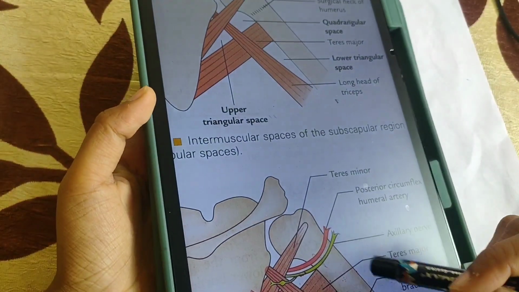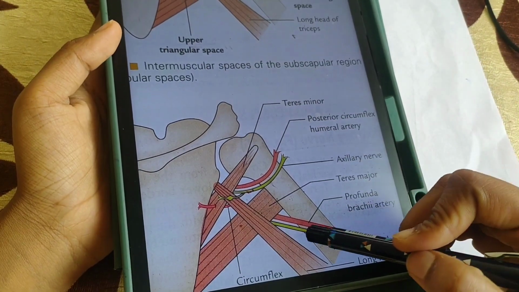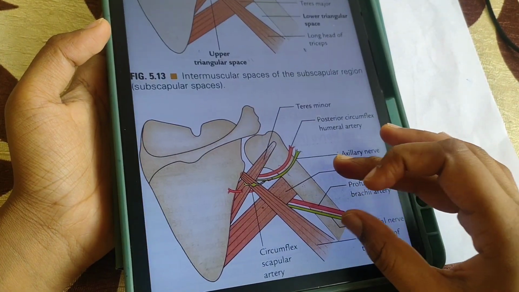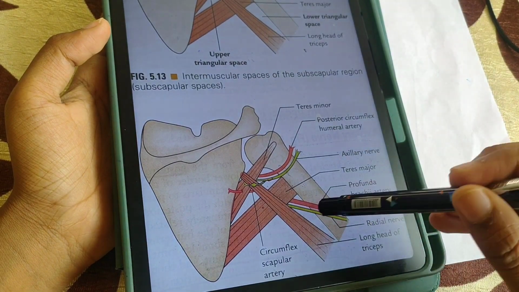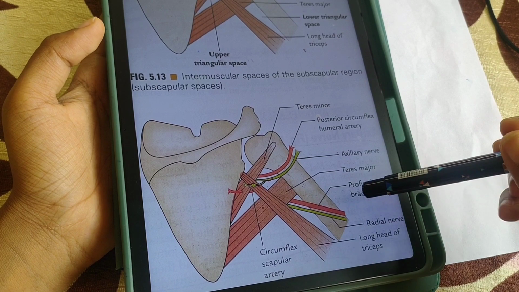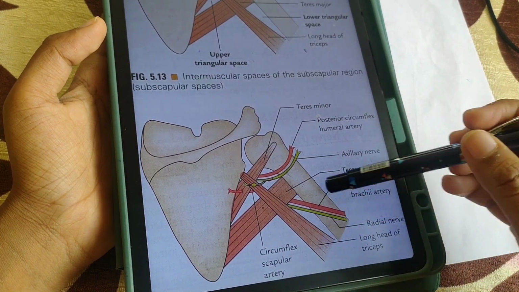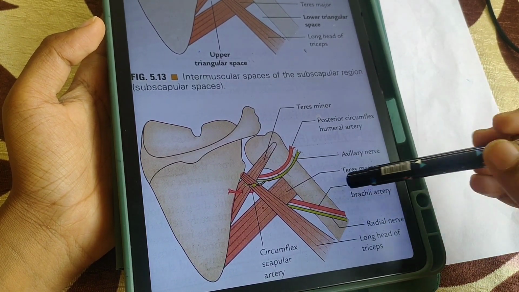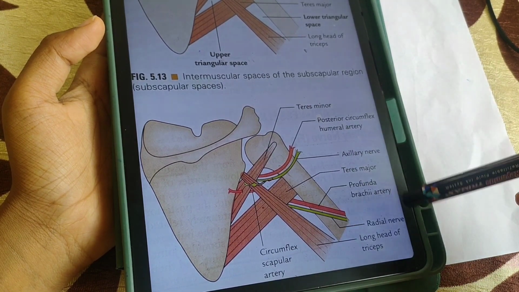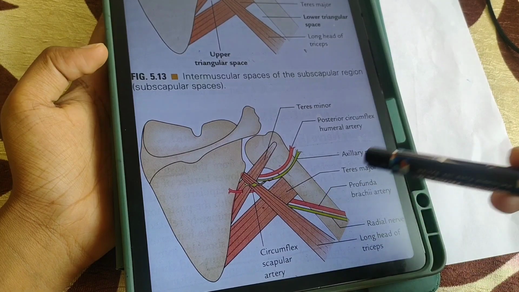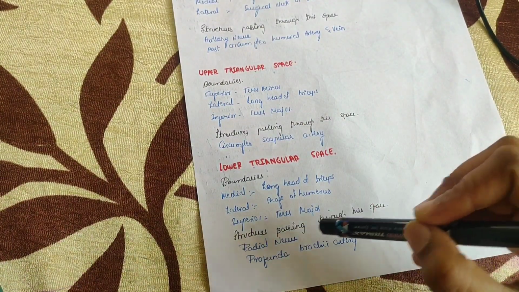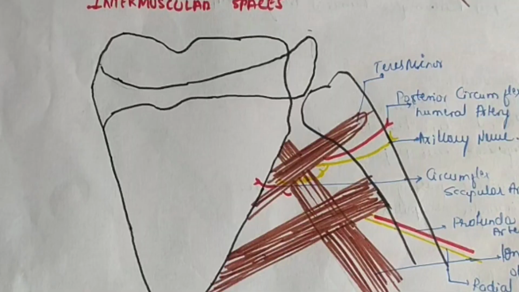As you know, the radial nerve will be present in the spiral groove or radial groove on the posterior aspect of the shaft of the humerus. So this is the radial nerve in the spiral groove, and the profunda brachii artery, which is a branch of the brachial artery, goes posteriorly and supplies the posterior part of the arm. So the profunda brachii artery and radial nerve are the structures passing in the lower triangular space.